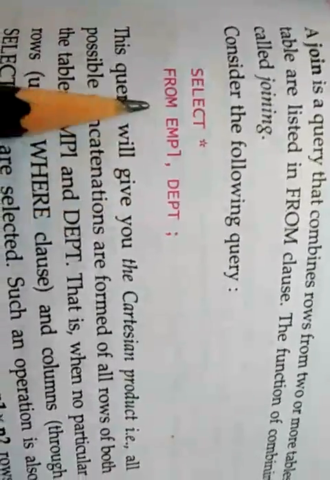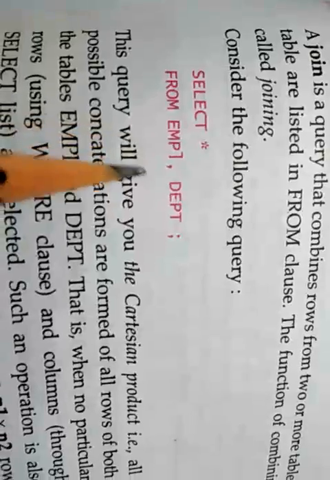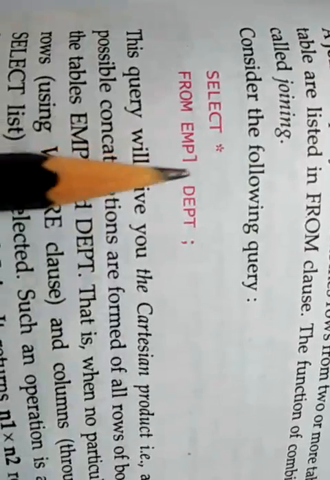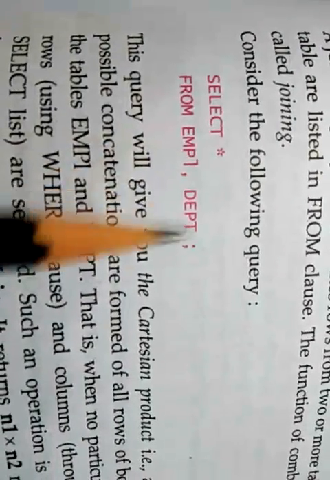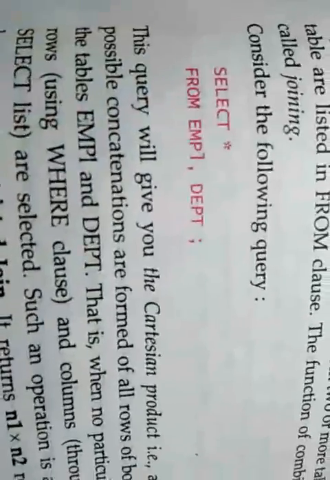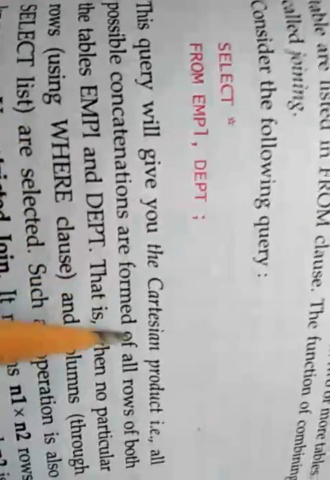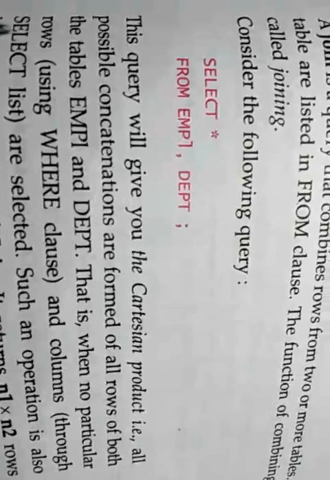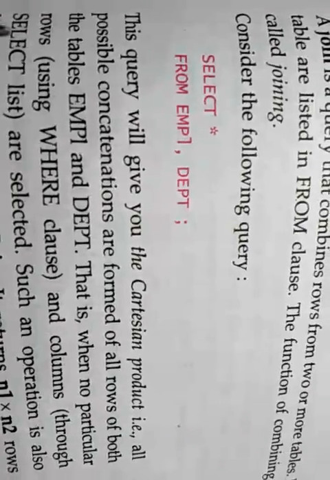So here we can see that when we are selecting data from more than one table, this is called a join query. This will display the complete data of the employee table and the complete data of the department table. This query will give you the Cartesian product, in which all the possible concatenations are performed of all the rows of both the tables, employee and department.